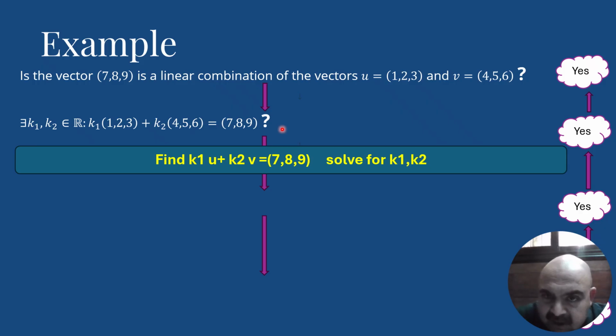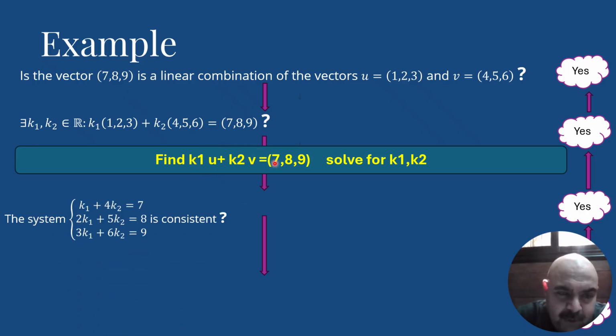Notice what I did: I took the vector I want to test and put it on one side, then took the two generators and multiplied each one of them by a constant. So it's simply k1 times u plus k2 times v, and the result equals 7, 8, 9. In such a case, I will have a system of equations searching for the values of k1 and k2. And this is exactly what we are going to do.